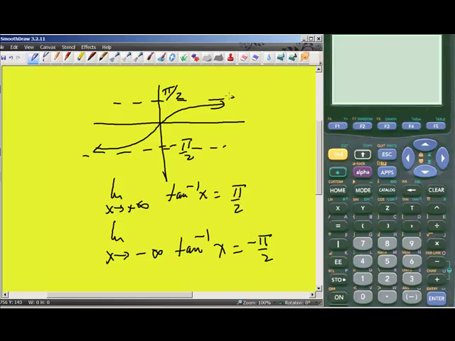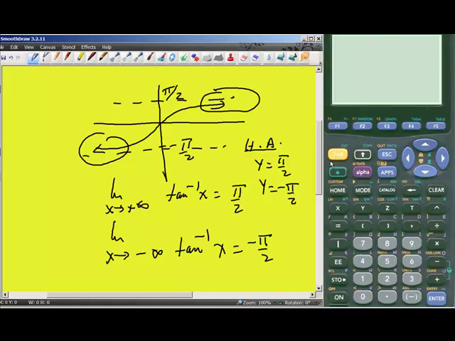End behavior means when you go all the way to the right, all the way to the left. So you have one horizontal asymptote at y is equal to pi over 2. You have another one at y is equal to negative pi over 2. It doesn't have to be the same from both when you go to both left and right.